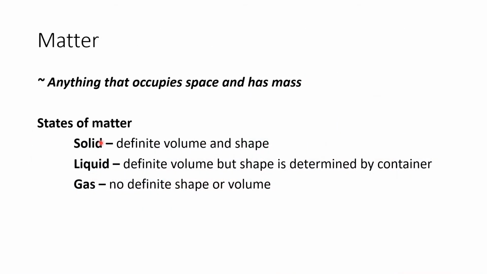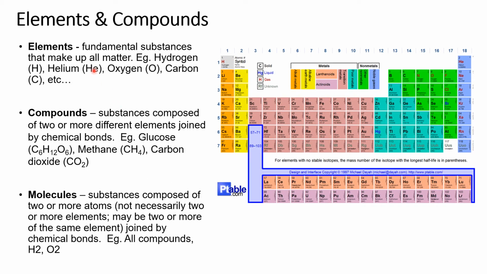Matter consists of solids, liquids, and gases because they have a mass and they take up some space. Even the air in the room around you is matter because there's atoms floating around in there. Solids and liquids are made up of atoms, but atoms exist in different forms, which we call elements. So elements are the fundamental substances that make up all matter.